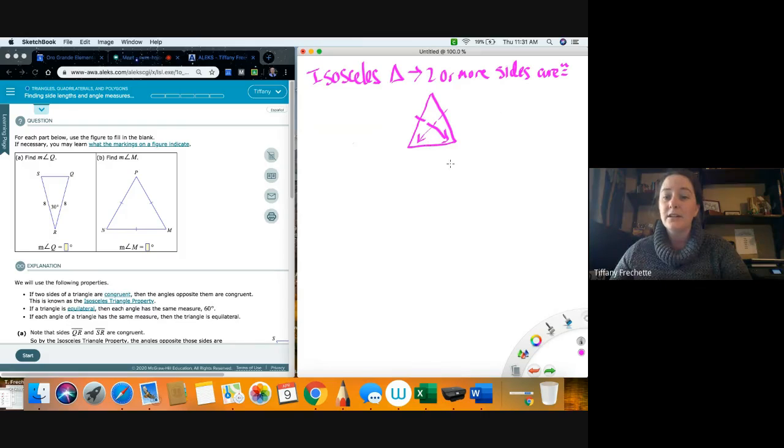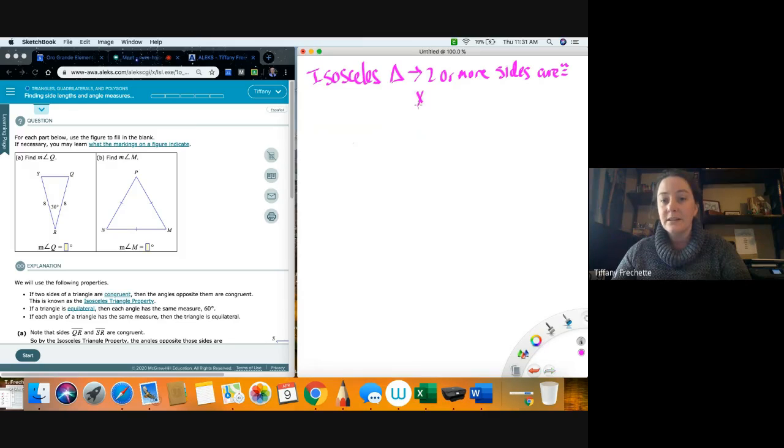If you're given a diagram where the angles are congruent, like this, which we just mark with arcs, then the opposite sides are congruent. So with an isosceles triangle, you can start with the sides and go to the angles. You can start with the angles and go opposite to the sides. So there's just this crisscrossy thing happening here. But the main thing is two or more sides are congruent. It also means that two or more angles are congruent.